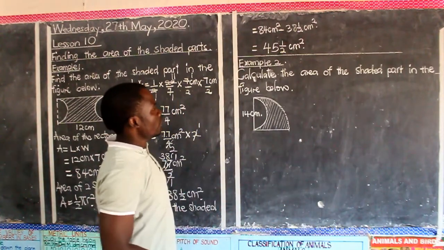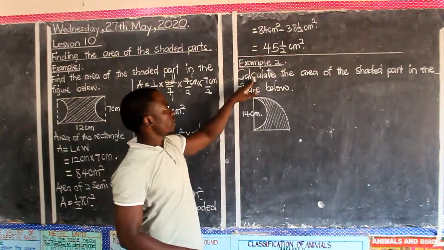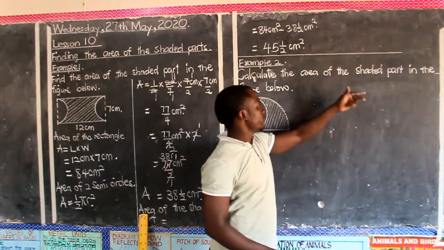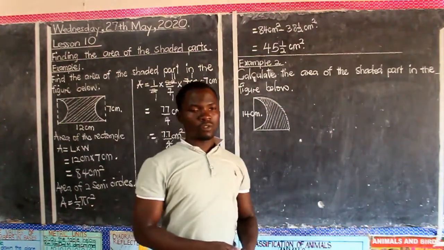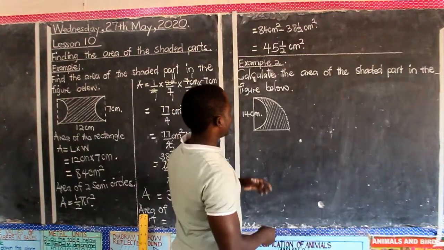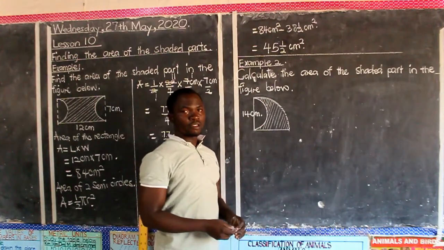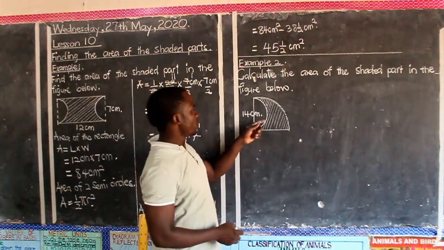Another question. We have an example 2 here. The question is, calculate the area of the shaded part in the figure below. Here is our figure. First of all, identify the figures which are in that figure.